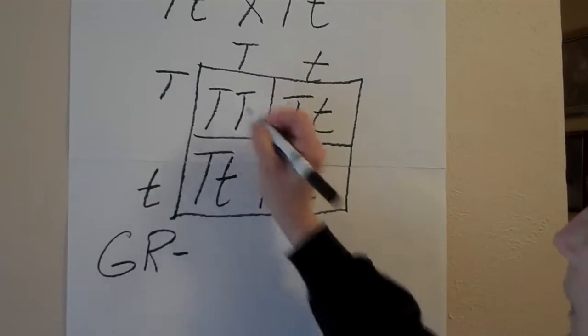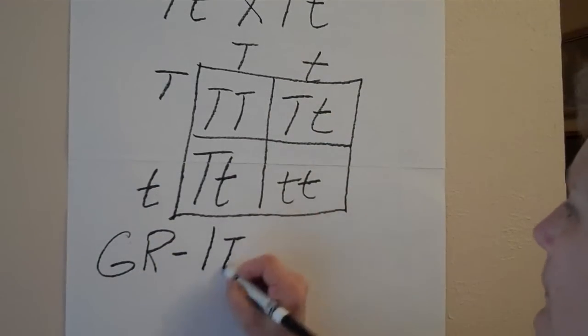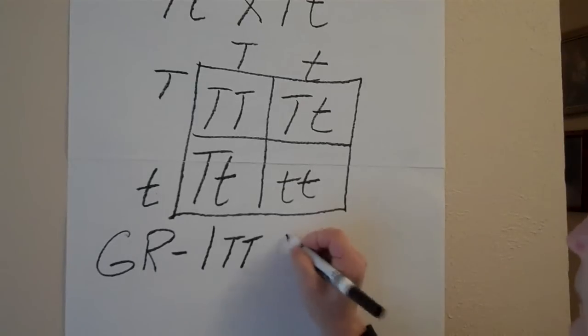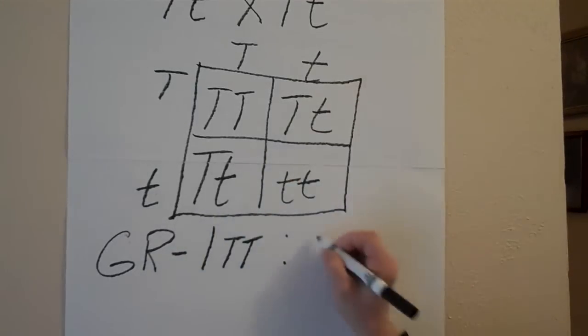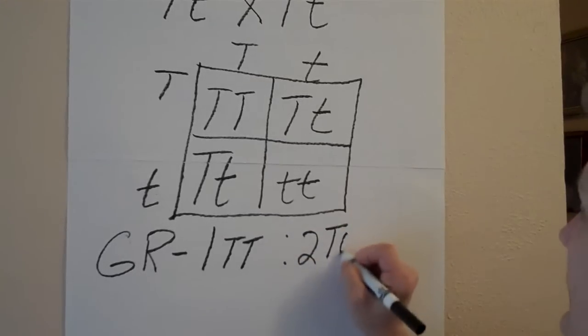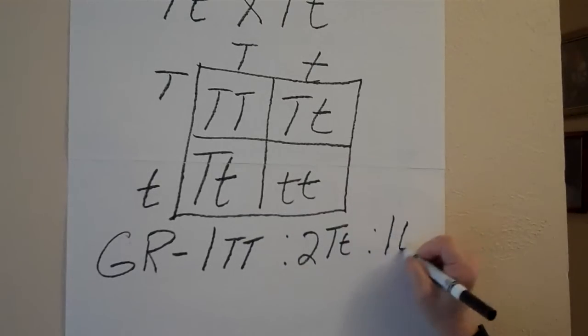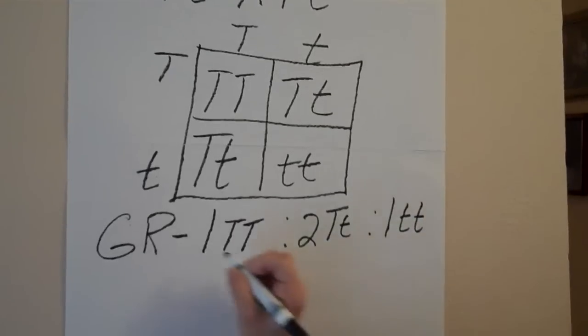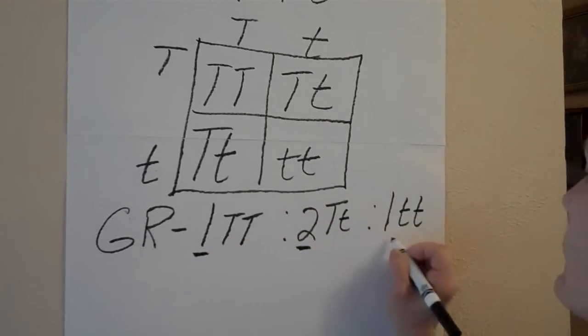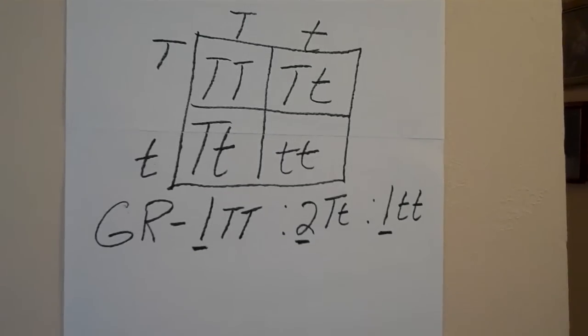Again, one of our individuals will be big T, big T. Two will be heterozygous, big T, little t. The final one will be homozygous recessive, a 1 to 2 to 1 ratio.